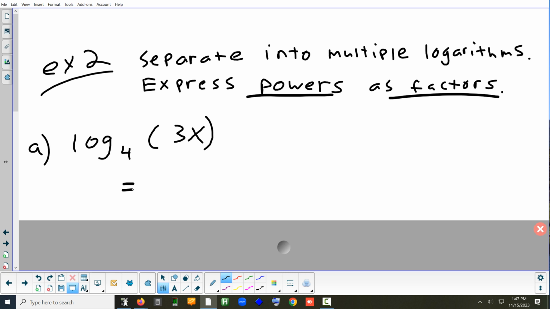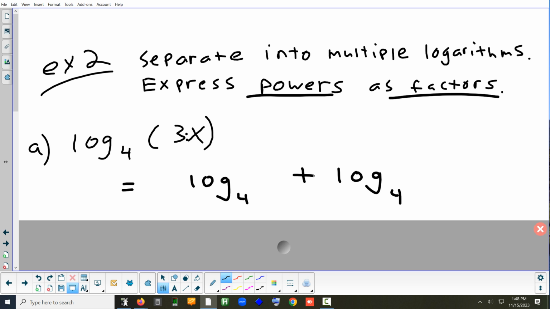So we have log base 4 of 3x. When we split this, it's going to split into 2 logarithms. Log and log. What's going to be my base on each log? It's going to be 4 because that's what it was at the beginning. Now, we have 3 times x. When you have multiplication, what does it turn into? It turns into addition.